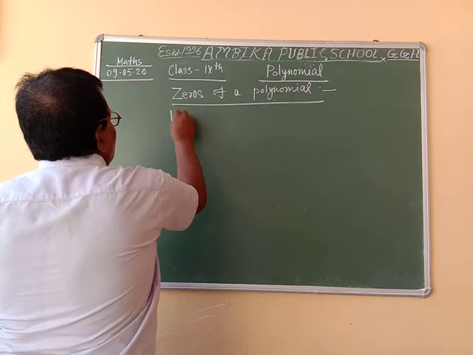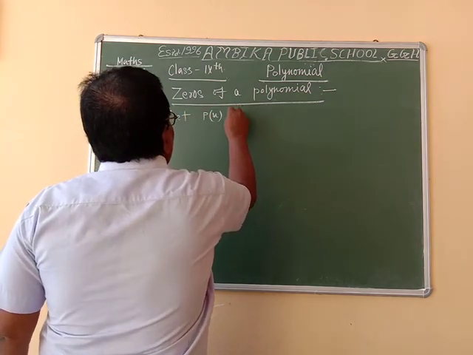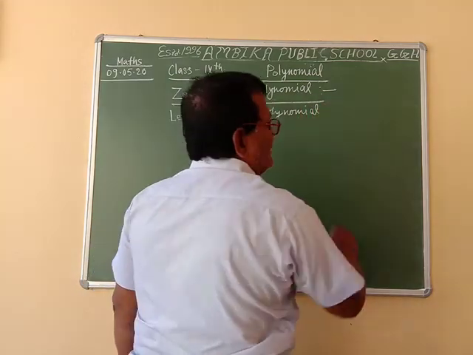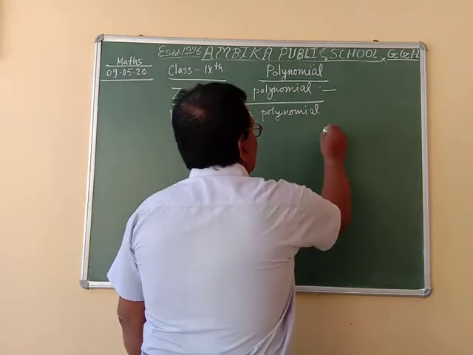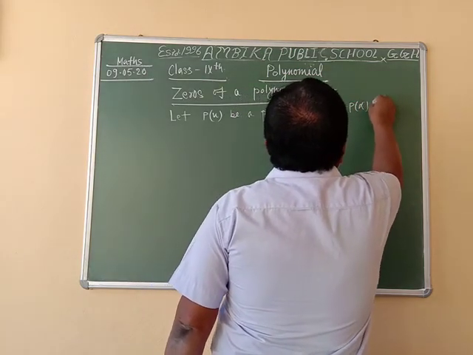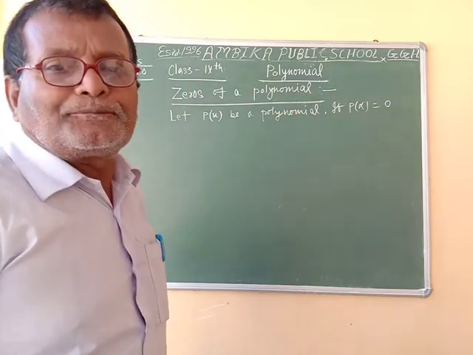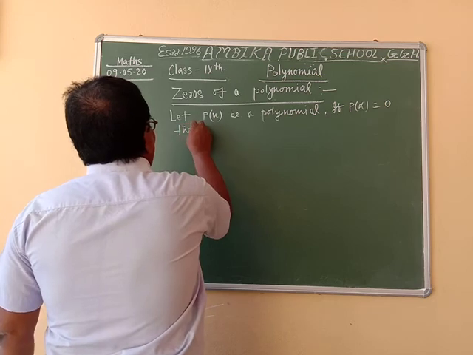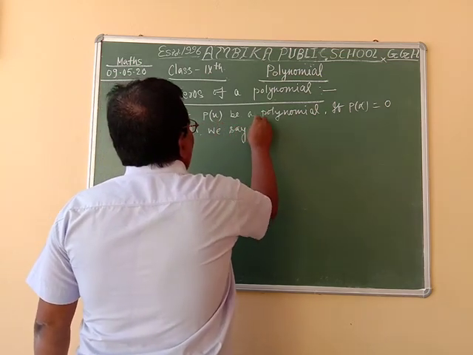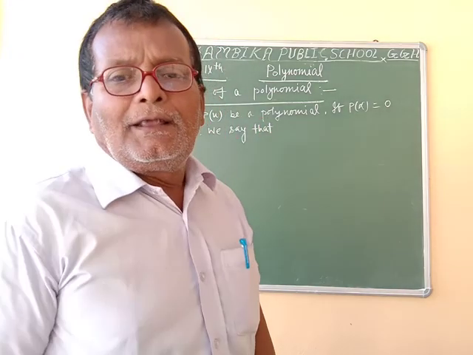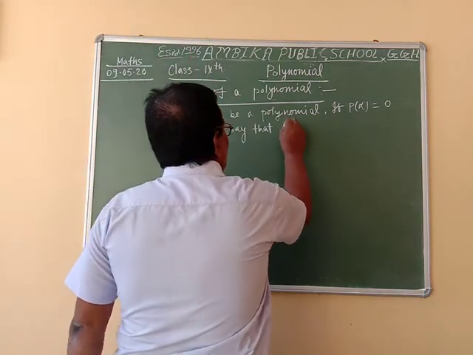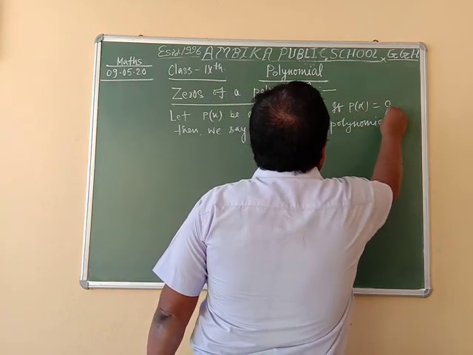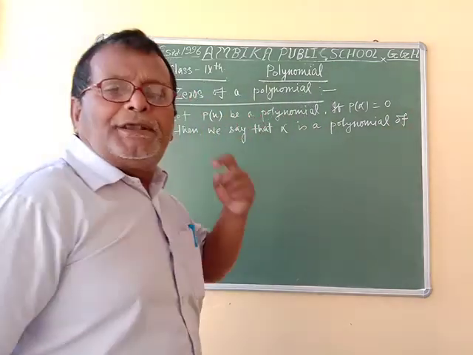Let P(x) be a polynomial. If P(alpha) is equal to 0, then we say that alpha is a zero of the polynomial P(x).